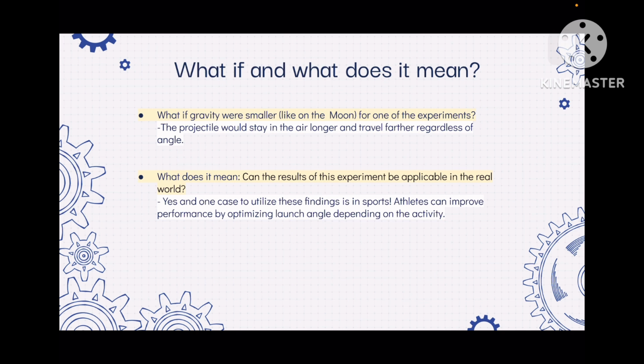The projectile would stay in the air longer and travel farther regardless of the angle, if the other angles were not subjected to a smaller gravity. And what does it mean? Can the results of this experiment be applicable in the real world? Yes, and one case to utilize these findings is in sports. So athletes can improve their performance by optimizing launch angle depending on the activity.